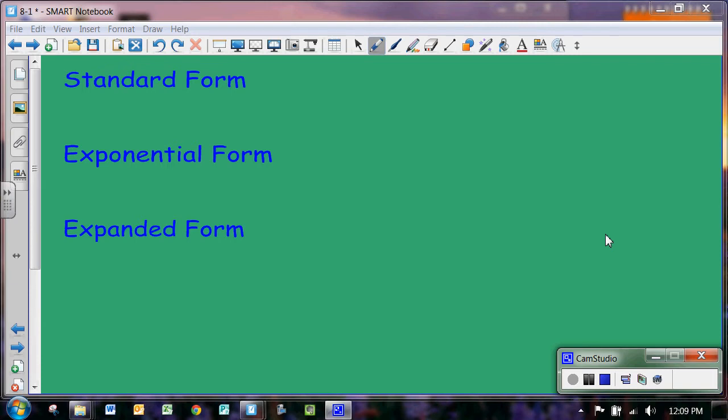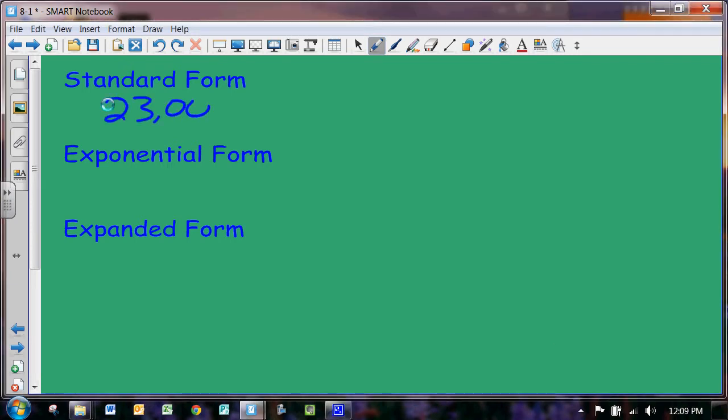It's our normal, like 23,000. So it's a normal digit system that we've been using, and it's the one that we're going to continue using. However, the two new ones we're looking at are exponential form and expanded form. And exponential form you should have seen before in the past. So you've seen something like 2 to the 4th.